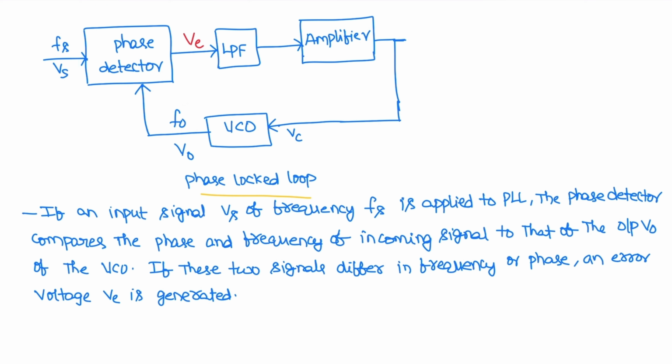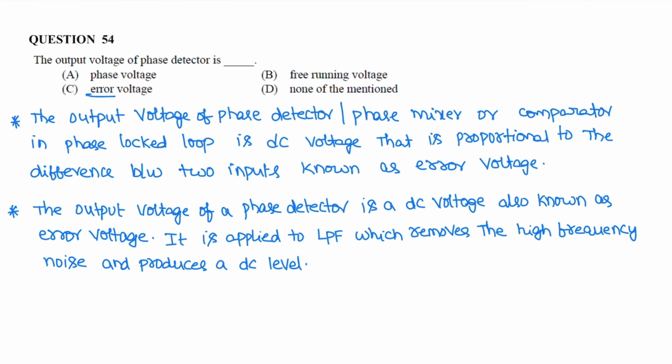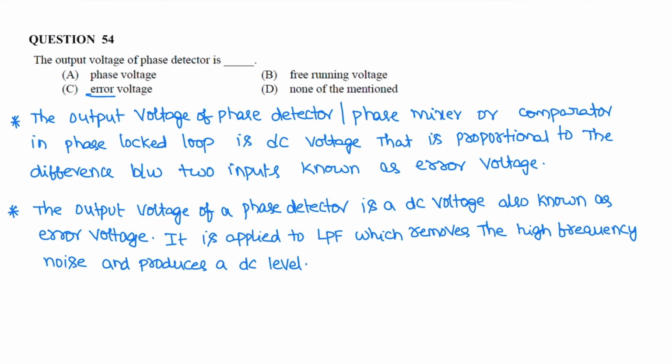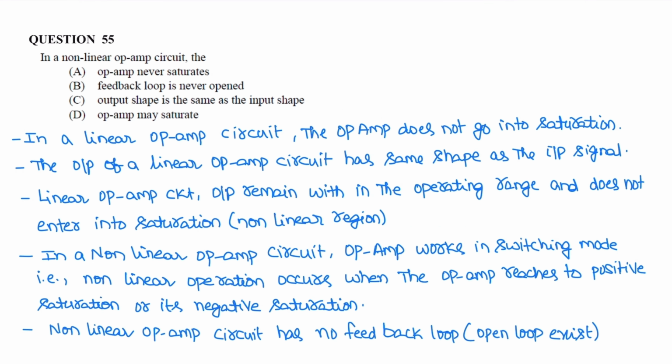If these two signals differ in frequency or phase, an error voltage VE is generated. So the function of the phase detector is to generate an error voltage. The output voltage of the phase detector is a DC voltage known as the error voltage. Then it is applied to the low pass filter, which removes the high frequency noise and produces the DC level. Correct option is C. Next question.